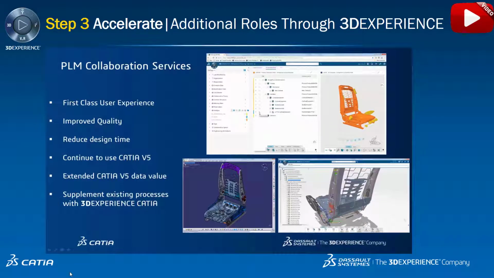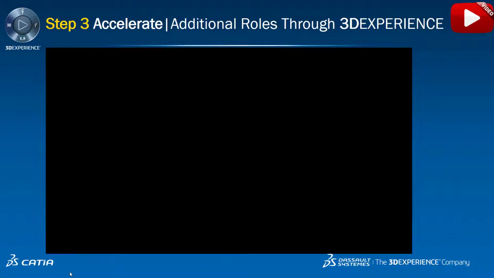That concludes the short demo. We've seen how 3DExperience Electrical provides a first-class user experience which improves quality and reduces design time. This collaborative electrical systems development platform brings together all stakeholders. We've also seen how existing CATIA V5 processes can continue to be used, but the value of the V5 data is extended by making it available to all. And we've seen how powerful new functionalities can supplement existing processes with 3DExperience CATIA.